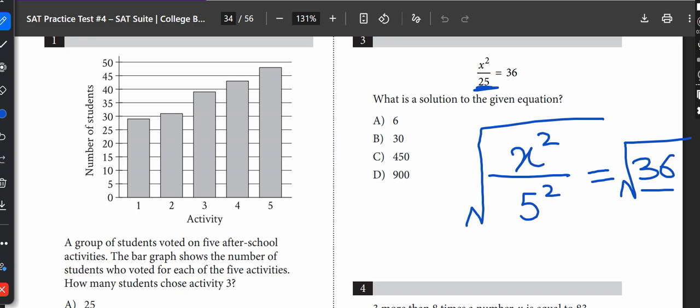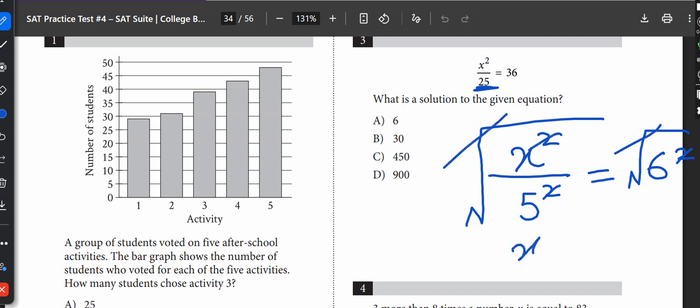And 36. Which number multiplied by itself is 36? It is 6 actually. Can I write it like this, 6 squared? Then this square will cancel this, and these two will cancel this. It will become x divided by 5 is equal to 6. And when this 5 goes to the other side of the equals sign, it will multiply. 5 times 6 is 30. So x is equal to 30.